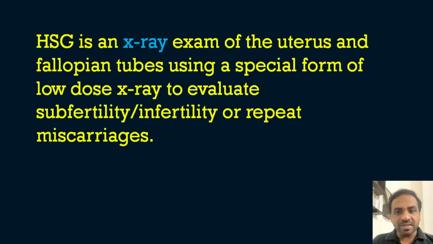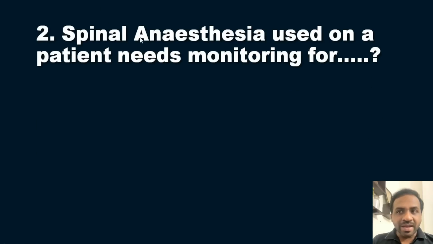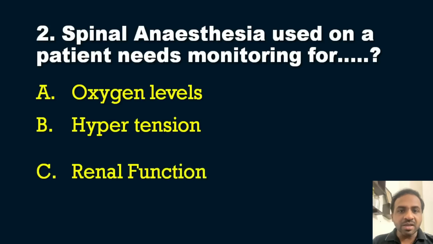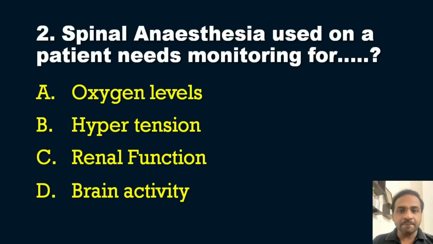We will move on to the second question in the series. Spinal anesthesia used on a patient needs monitoring for dash. The patient underwent spinal anesthesia, so what will you be monitoring? The options are option A, oxygen levels; option B, hypertension; option C, renal function; and option D, brain activity.